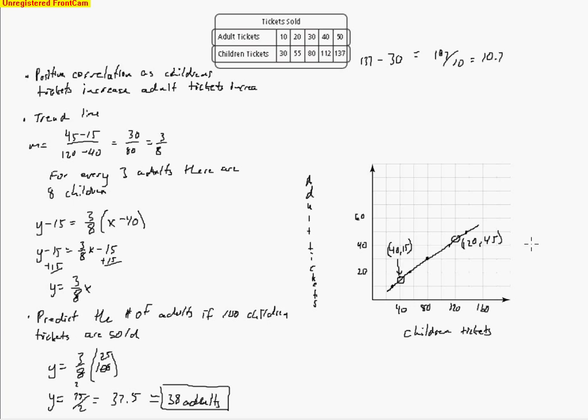And so you could check by just going over to 100 and going up to that line and then straight across, and it looks about where it would be. 30 would be right here, 35, so 38 looks about right. So those are the types of problems we're going to see on tonight's homework.